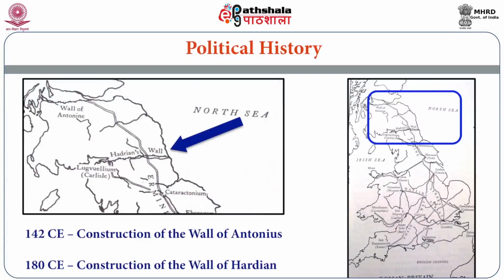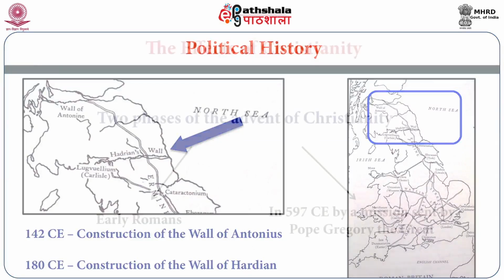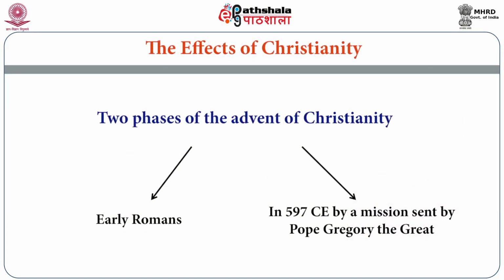Now let us learn the effects of Christianity. Christianity came to the island in two phases: first with the early Romans, and later in 597 CE. If we go by the maps we are going to show, you can easily understand how Christianity was an important factor. It entered with the Romans and later, in 597 CE, through a mission sent by Pope Gregory the Great, starting with the province of Kent. That was the advent of Christianity in England, and within 100 years almost every king in England became Christian.